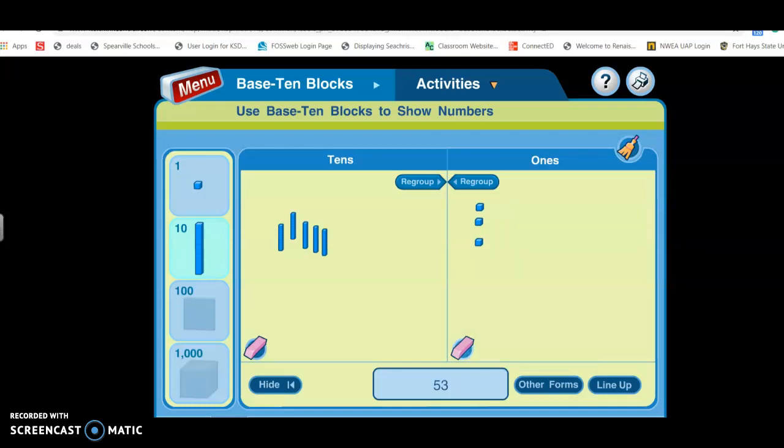What does this show? Lene? 53. And how many tens are there, Kason? 5. And how many ones are there? Matthias? 3. Okay.